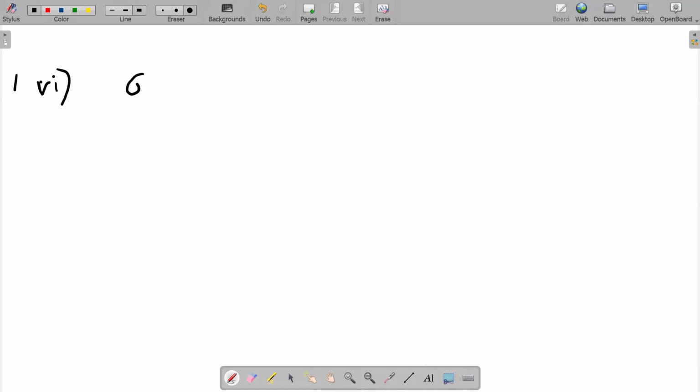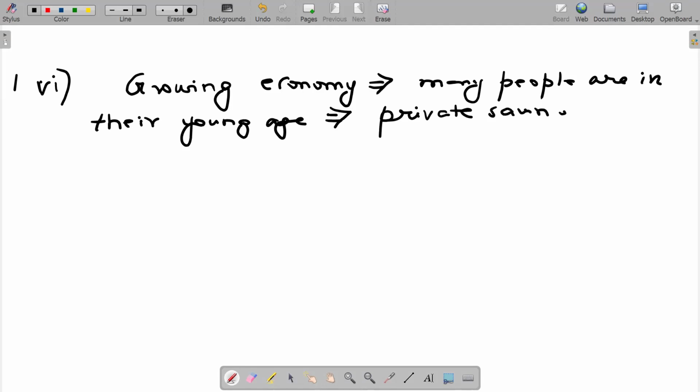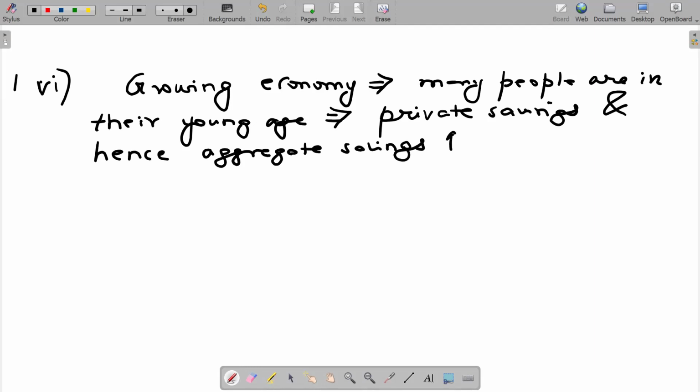I can write that a growing economy implies many people are in their young age, which implies that the private savings, and hence the aggregate savings, increase.